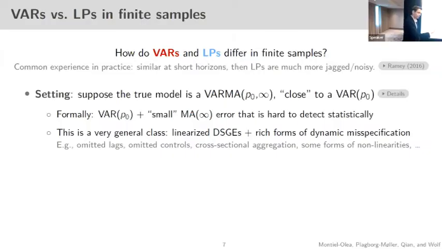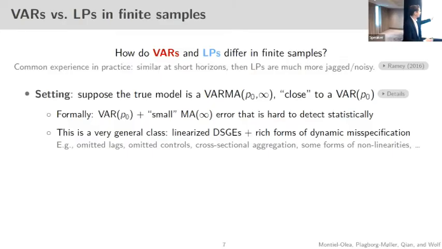To make a bit more analytical progress on what's going on and how we should think about how these two methods are exploiting a given finite data set, I want to specialize the underlying data generating process to something a little bit more restrictive, but in our assessment, still reasonably general. What I want to look at is a VARMA(p0, ∞), so with p0 VAR lags, and an MA infinity term that is in a particular sense close to a VAR with p0 lags. So first of all, in what sense close? Close in the sense that the MA infinity term is small, in the sense that if you do standard model misspecification tests, it's going to be hard for you to detect this missing MA infinity term.